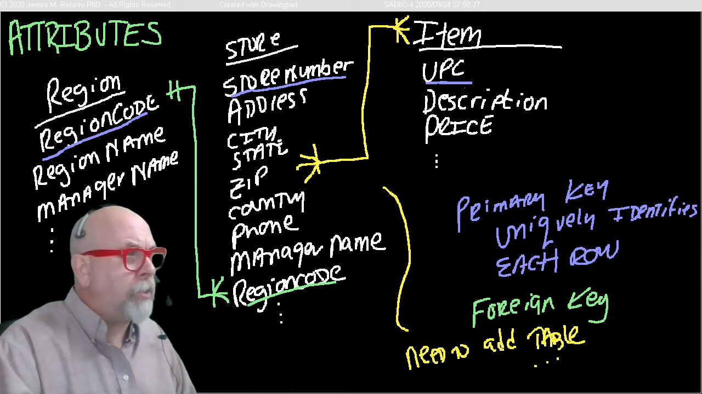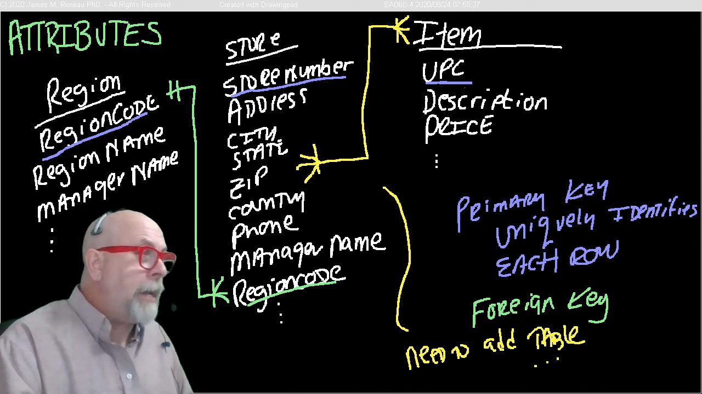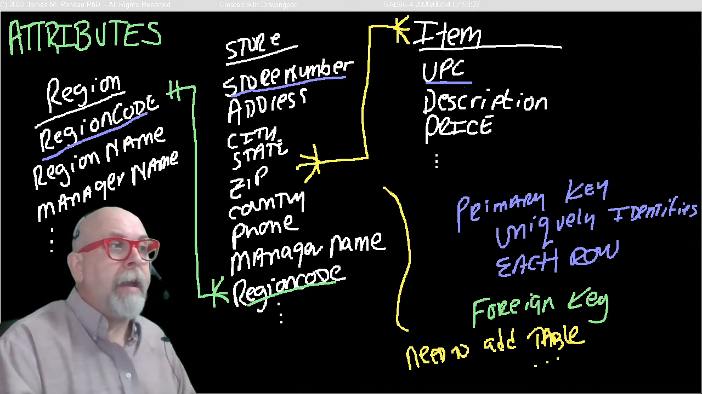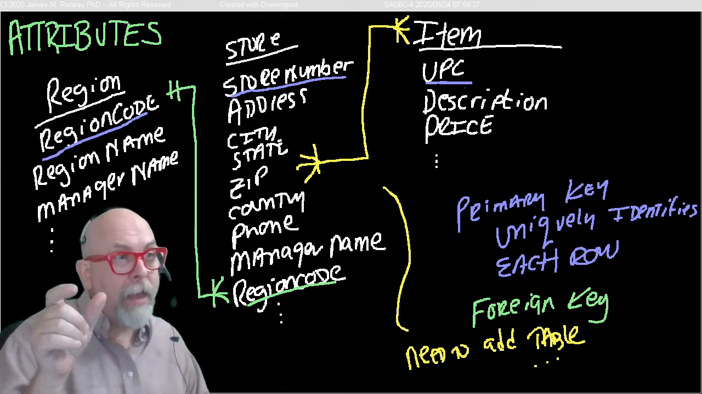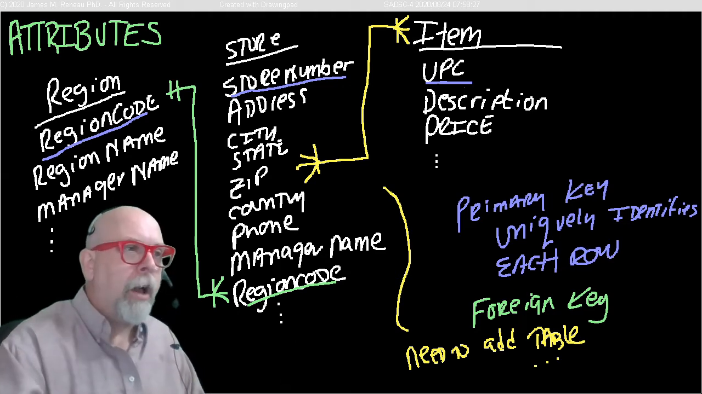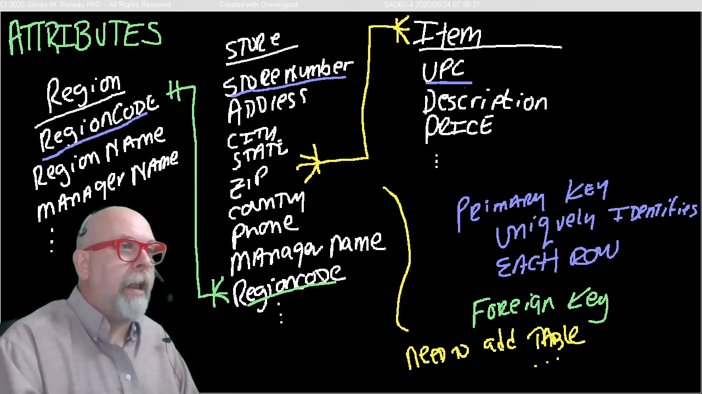Then we start adding attributes to the item table. The item table may have the UPC code, which is the Universal Product Code, or that barcode that you'll see on items in the store. An item will have a description that you'll see on the shelf tag or in the online catalog.